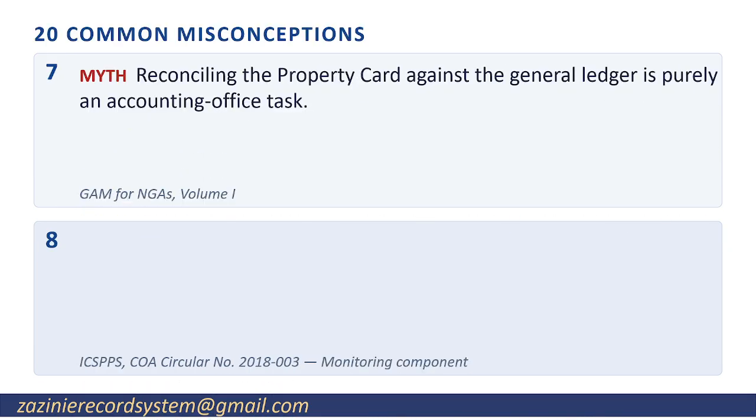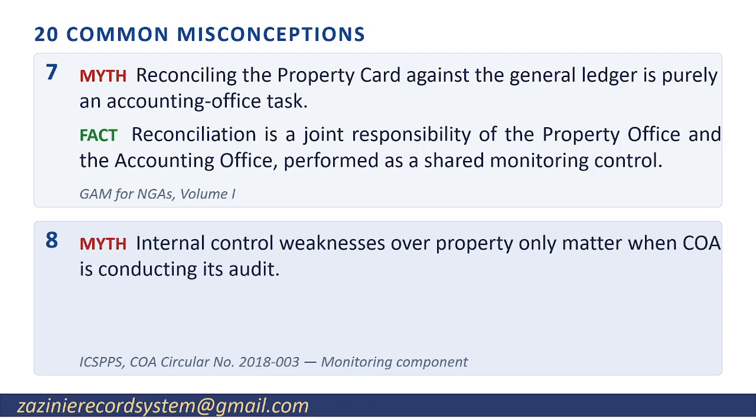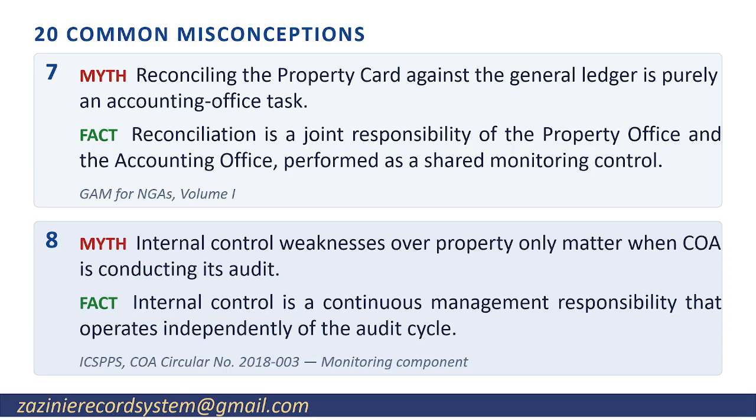20 common misconceptions. Number 7. Myth. Reconciling the property card against the general ledger is purely an accounting office task. Fact. Reconciliation is a joint responsibility of the property office and the accounting office, performed as a shared monitoring control. Number 8. Myth. Internal control weaknesses over property only matter when the Commission on Audit is conducting its audit. Fact. Internal control is a continuous management responsibility that operates independently of the audit cycle.